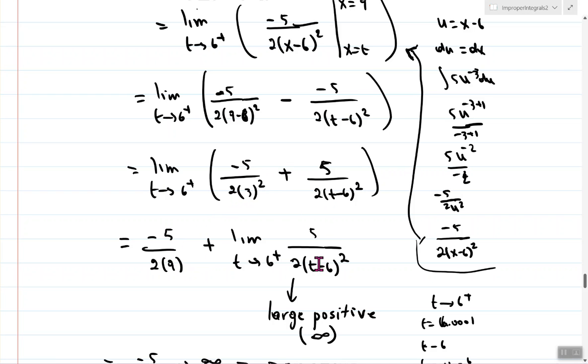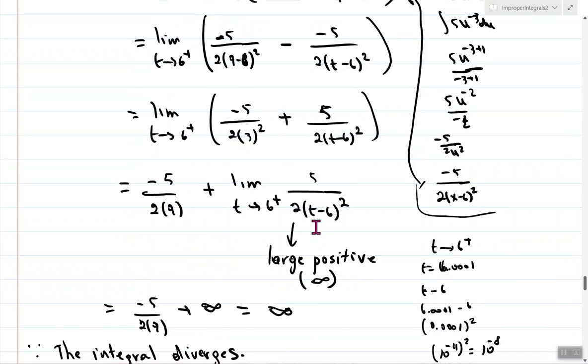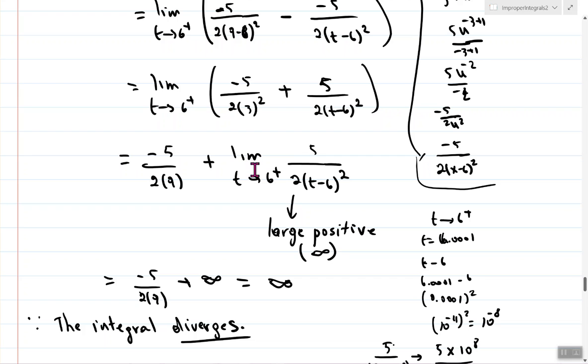Plus, when you take this limit, here we have to be careful. When you take the limit as t approaches 6 plus of 5 over 2 times quantity t minus 6 squared, you're basically taking the values of x near 6, but to the right of 6, like 6.0001. So if you put 6.0001 for t, 6.0001 minus 6 is going to give us 0.0001.